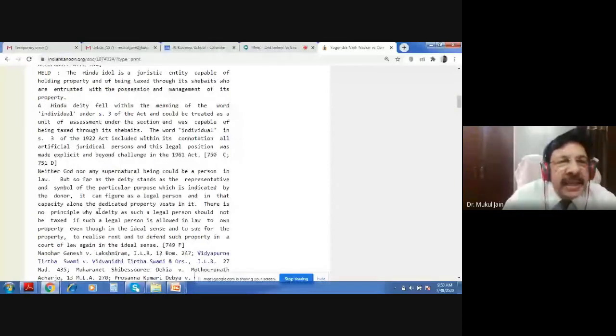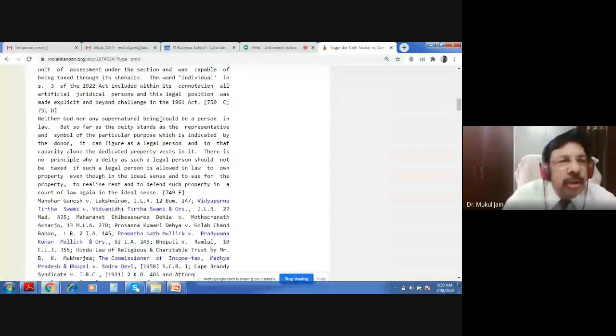It is written here, neither God nor any supernatural being could be a person in law, but so far as the deity stands as the representative and symbol of the particular purpose which is indicated by the donor, it can figure as a legal person, and in that capacity alone the dedicated property vests in it. There is no principle why a deity, such a legal person, should not be taxed if such a legal person is allowed in law to own property, even though in the ideal sense, or to sue for the property, to realize rent or to defend such property.